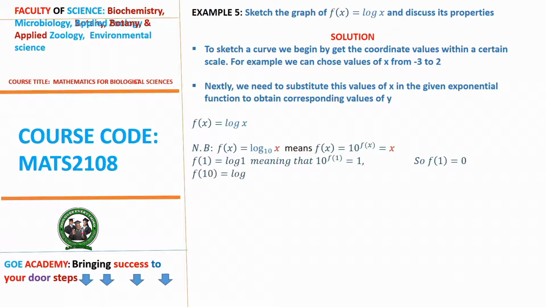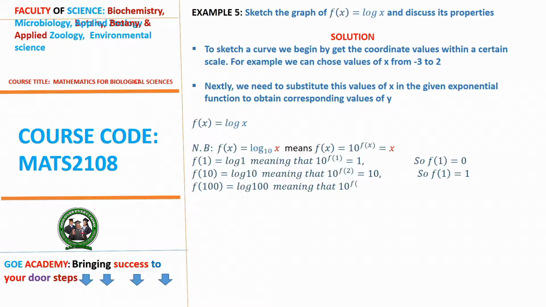So f of 10 is equal to what? Log 10, right? Or let's start from f of 1. f of 1 is equal to log 1, which means 10 to the power f of 1 is equal to 1, right? So f of 1 is equal to 0, because any number raised to the power 0 is always 1. I believe you all can do this. If you understood the previous exercise, then this should be something simple.